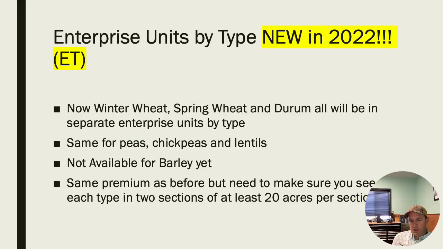Same premium discount as before for these enterprise units. But now if you do it by type, you need to have at least 20 or more acres per section in two different sections to qualify for that discount.